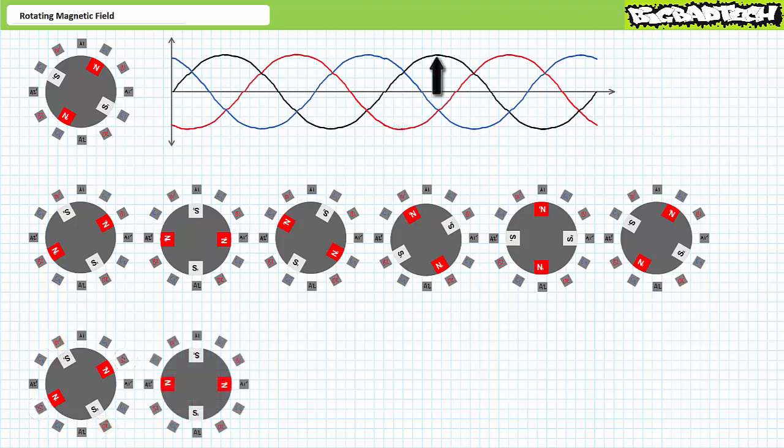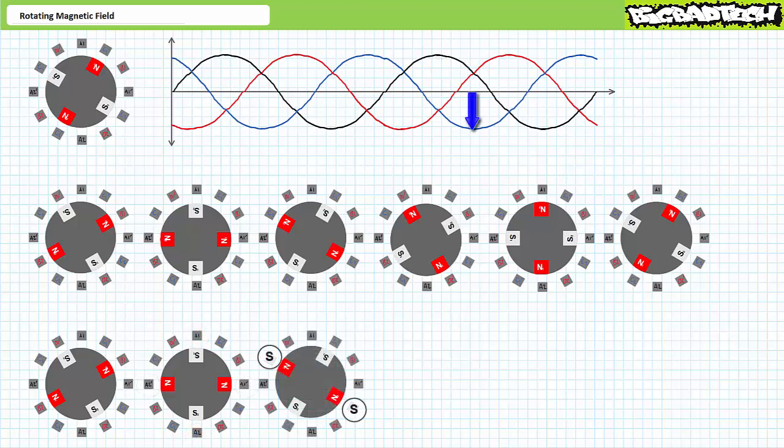Some moments later, L1 peaks positively. The A ends are norths, and the prime ends are souths. The north ends of the rotor are attracted to the primes, and the south ends of the rotor are attracted to the A's. The rotor continues to turn clockwise. Some moments later, L3 peaks negatively. The C ends are souths, and the prime ends are norths. The north ends of the rotor are attracted to the C's, and the south ends of the rotor are attracted to the primes. The rotor continues to turn clockwise.